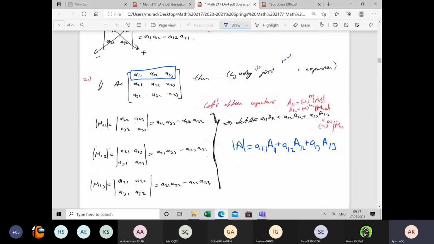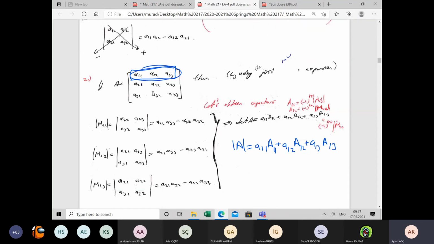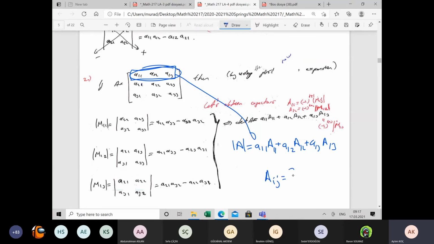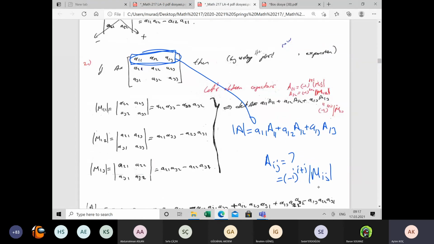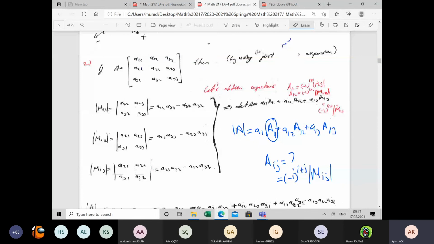So we know the entries. Look at the first row and write. Our aim is to get the cofactor, and we know that this one is equal to minus 1 to the power I plus J times the determinant of the minor. So let's find the determinant of the minor. For example, find M sub 1,1. M sub 1,1 is a submatrix, and to find it, delete the first row and first column, and then we obtain the submatrix.